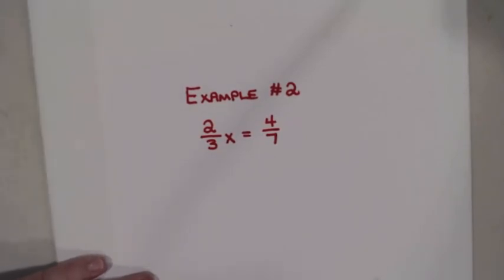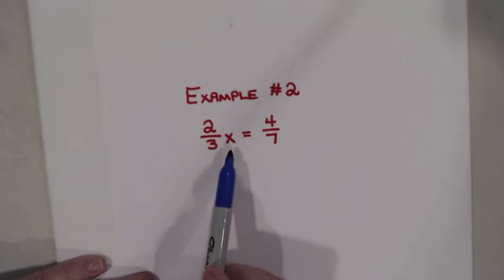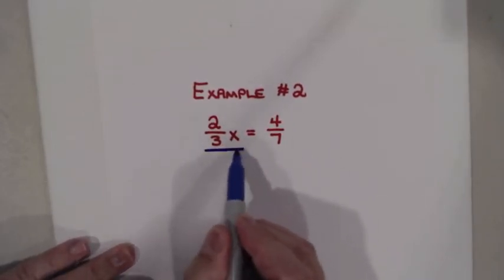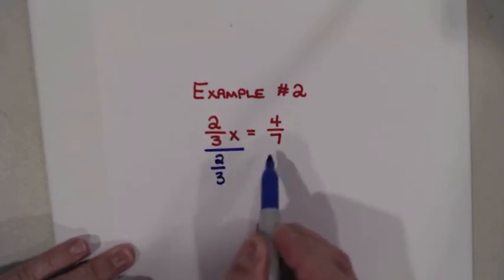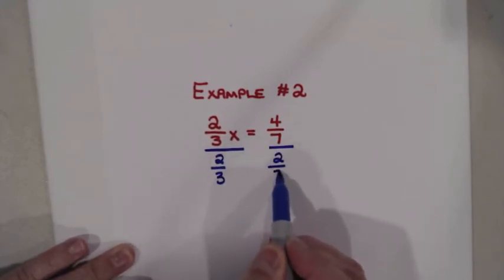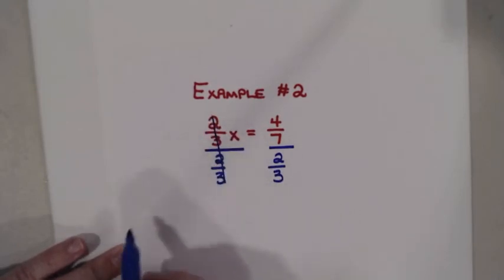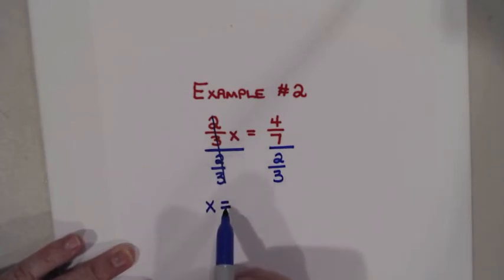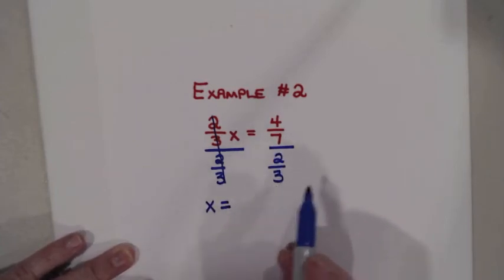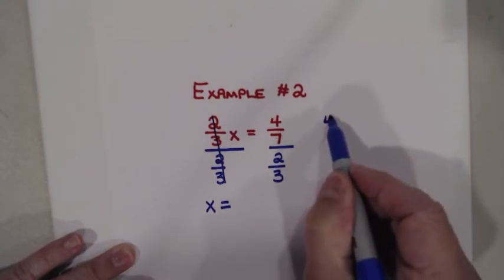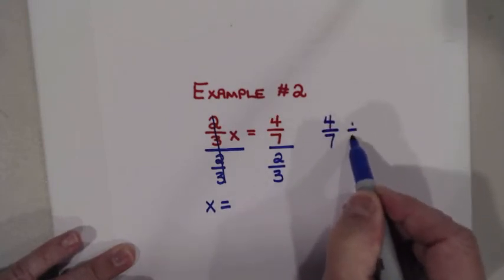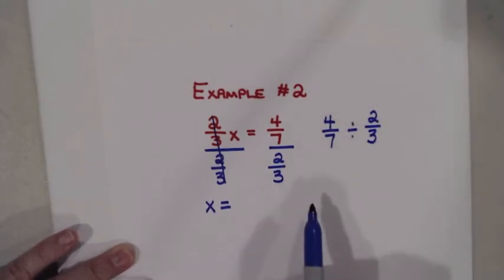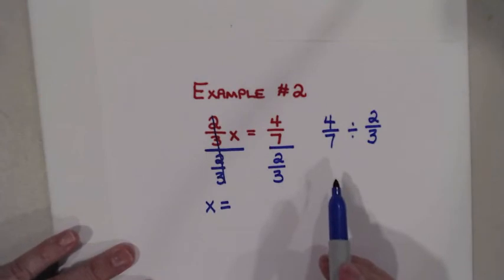Example number 2. Again, I've got this 2/3 being multiplied to x. The opposite of multiplying by 2/3 is going to be dividing by 2/3. So I'm going to divide both sides by 2/3. Those 2/3 are going to cancel out, and I'll be left with an x. I'm going to bring down my equal sign and rewrite this problem right here. What's in red goes first. 4/7 divided by what's in the bottom right here, 2/3.